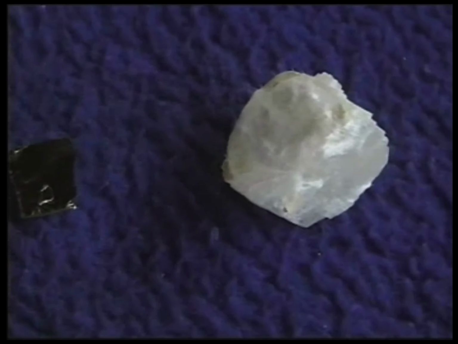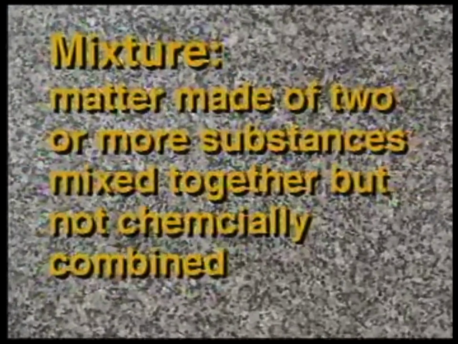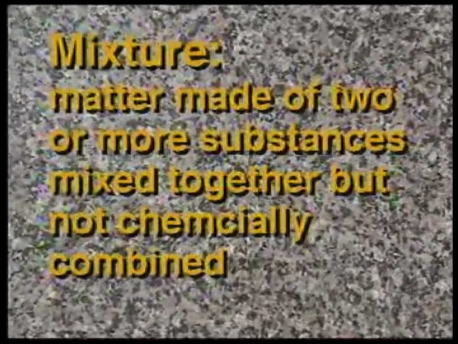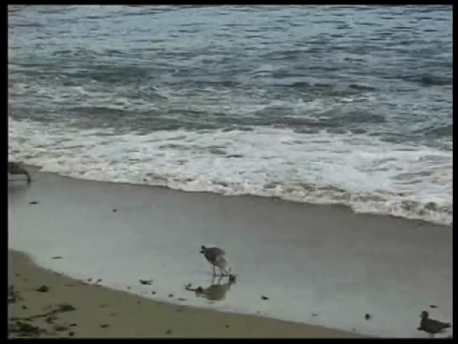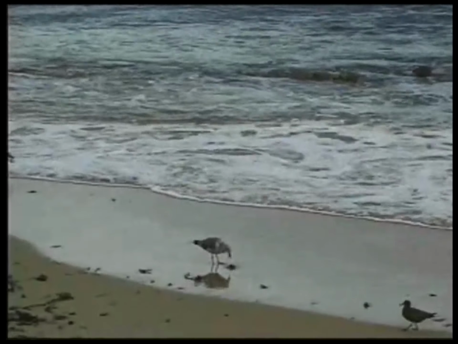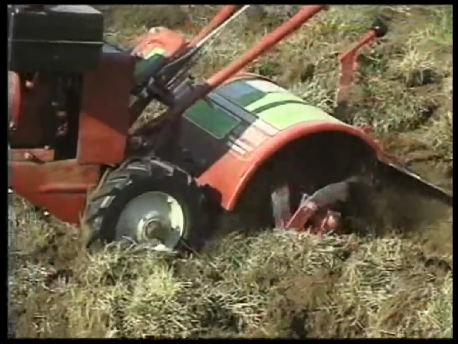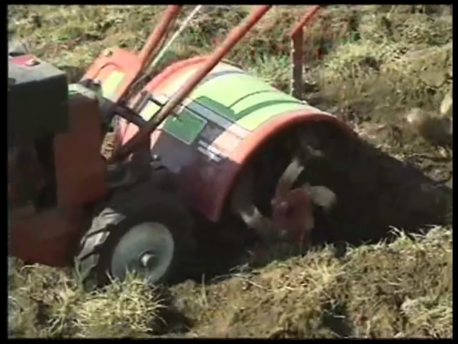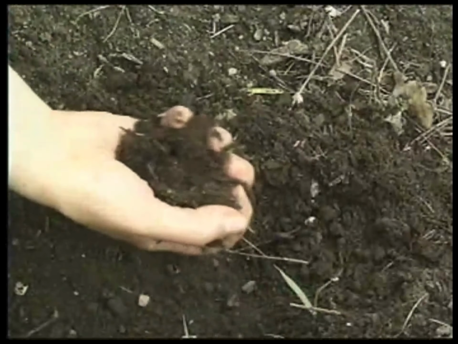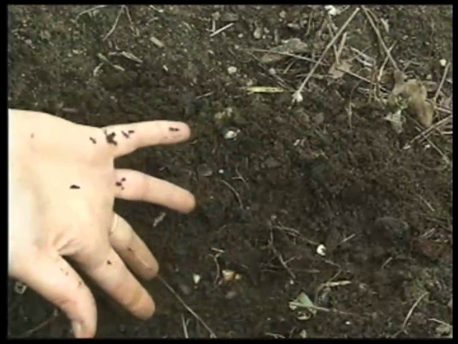It is a mixture. A mixture is matter that is made of two or more substances mixed together but not chemically combined. There are hundreds of different mixtures, including this sand on the beach, made of different kinds of sand, rocks, and shells. This soil being tilled with this machine is also a mixture. A closer look shows it is made of different particles of dirt, stones, and plant roots.